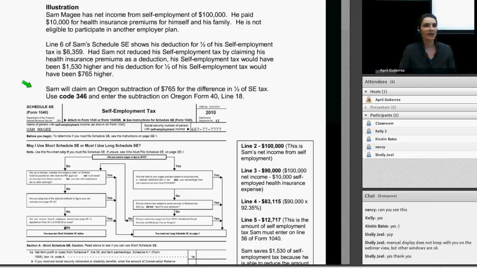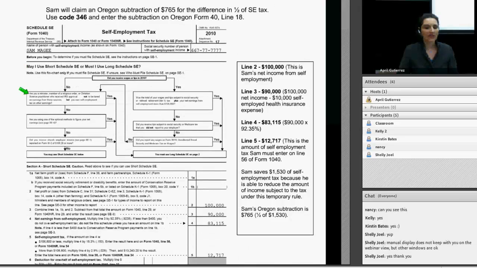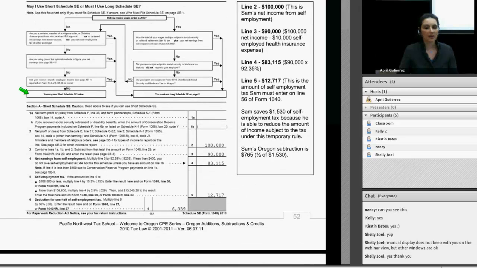So what will the Oregon subtraction be? $765. Sam will claim an Oregon subtraction of $765 for the difference in 1/2 of the self-employment tax. Use code 346 and enter the subtraction on Oregon Form 40, line 18.